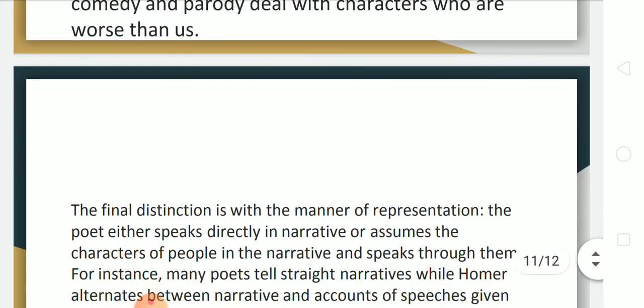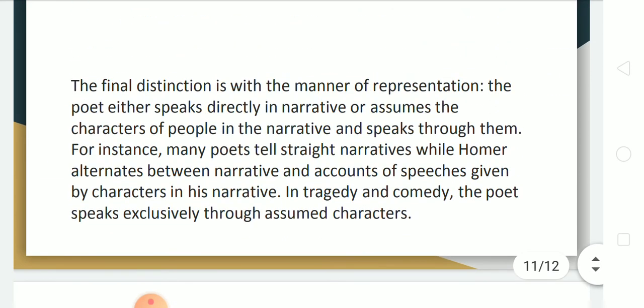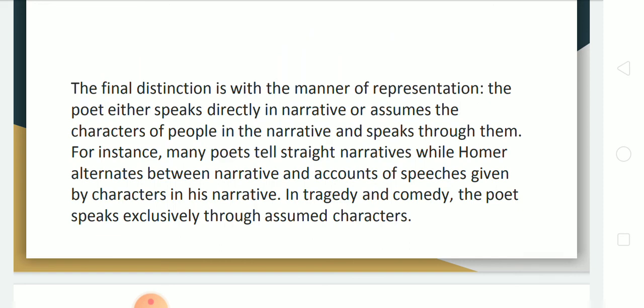Now the final distinction, which is the zeal of the first three chapters. We are discussing the best contents of each chapter. So the final distinction is with the manner of representation, how they are being represented. The poet either speaks directly in narrative or assumes the characters of people in the narrative and speaks through them. He can speak directly in a first person narrative, or assume the character of people speaking, like in the third person narrative.